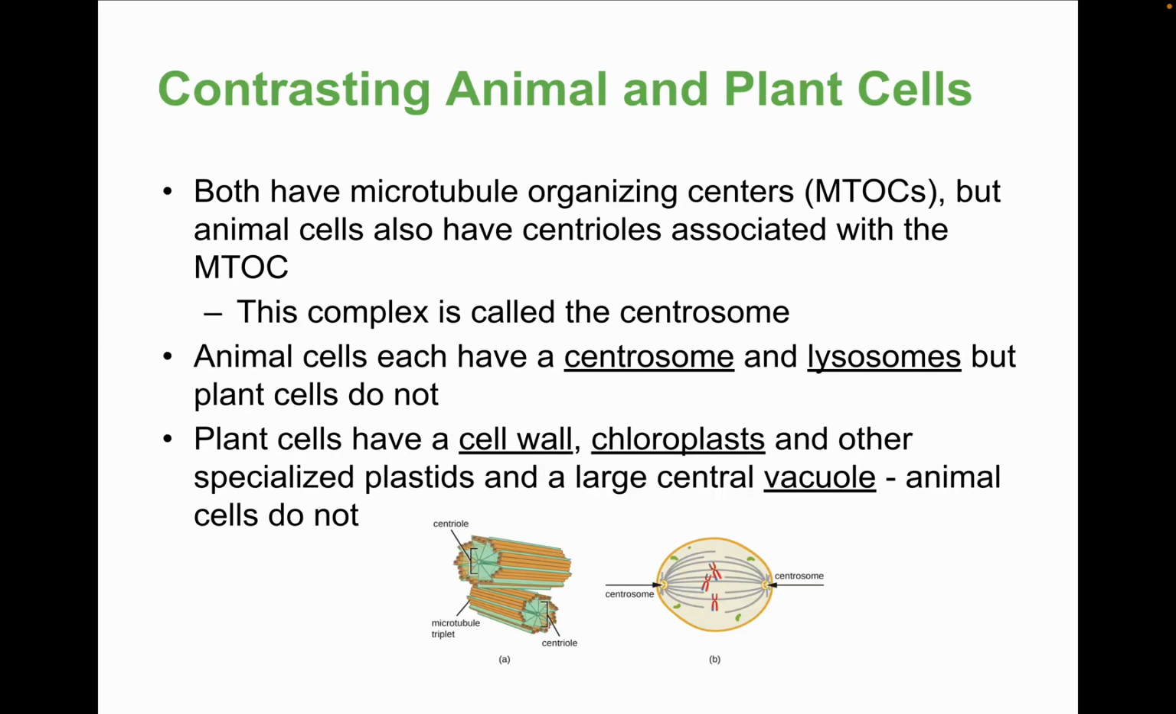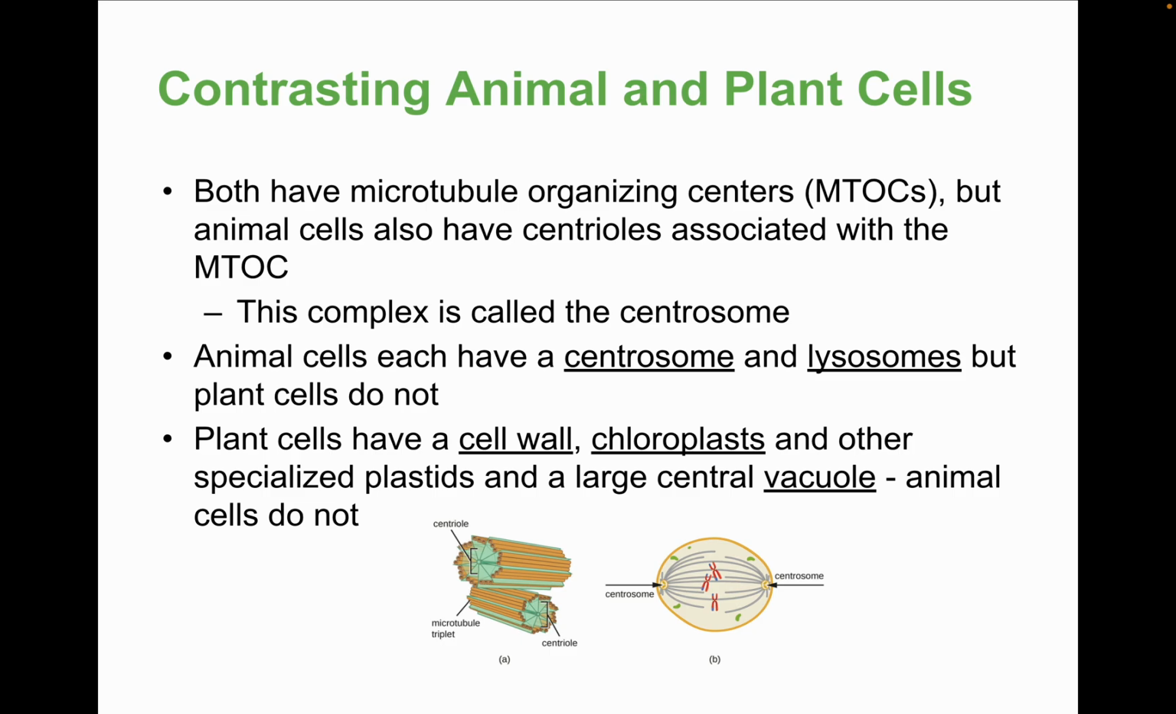So, contrasting animal and plant cells. Both animal and plant cells have microtubule organizing centers. Microtubules are basically what make up the cytoskeleton. However, animal cells also have something called centrioles, which are associated with cell division, and we'll be mentioning that on the next slide. Animal cells each have a centrosome and lysosomes, but plant cells do not.